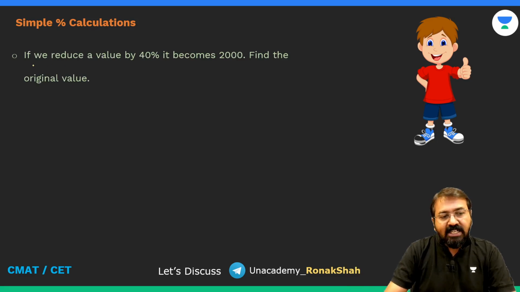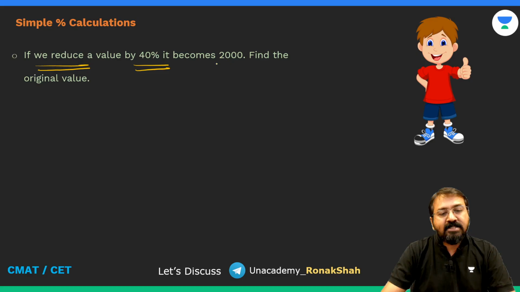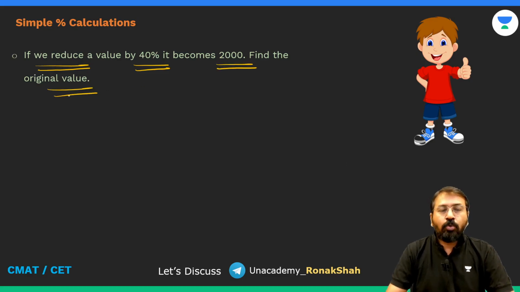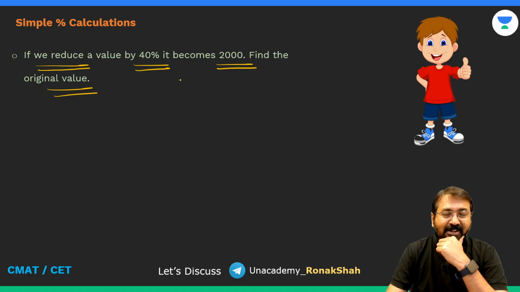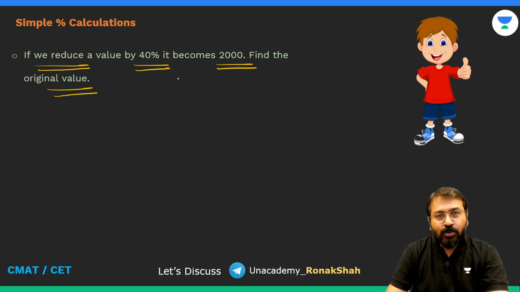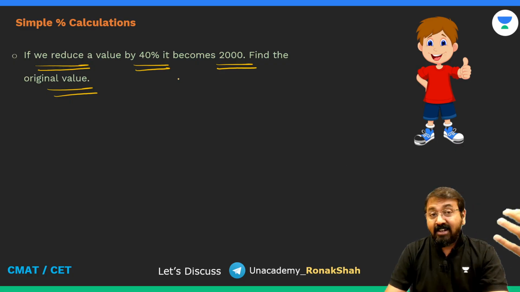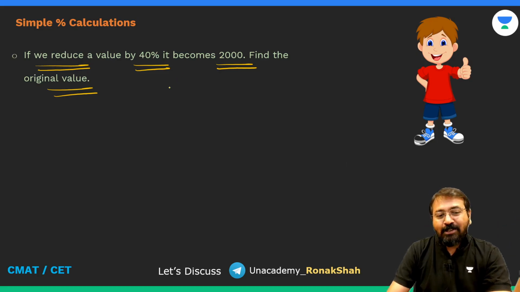If I ask you something like this: if you reduce a value by 40%, it becomes 2000. So find the original value. So guys, what would be that value which when we reduce by 40% becomes 2000, right? So are you able to do it? Just quickly do it in your notepad, and in case you want, you can also type your answer in the comment section just to boost your confidence, right? So let me tell you how we can do it.